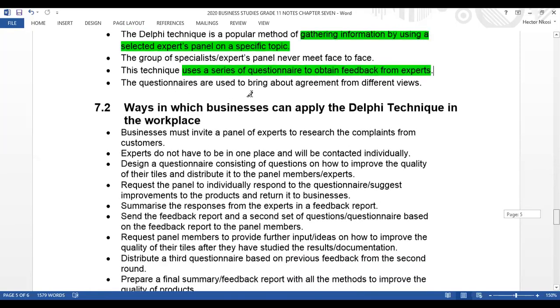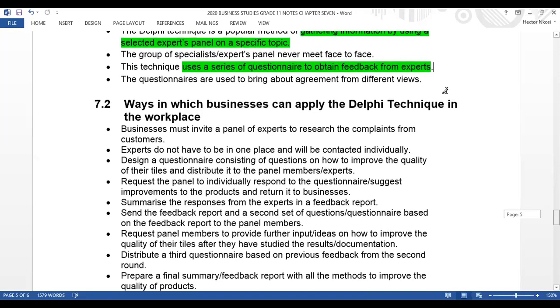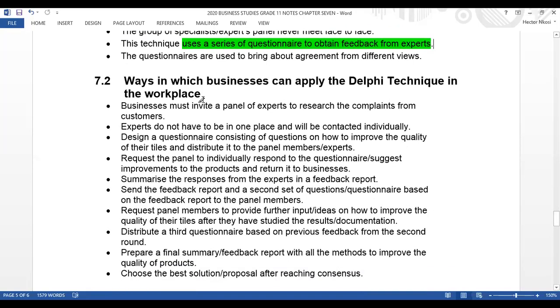Let's look at the ways in which businesses can apply the Delphi technique in a workplace. How can we apply the Delphi technique in a workplace? That's what we need to look at for now. Very important technique, boys and girls, as it will help you to understand more and will also prep you for your informal task that is written tomorrow. So please make sure that you understand your Delphi technique and all the other techniques that we're going to cover today.